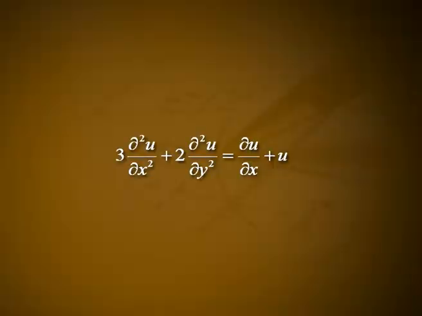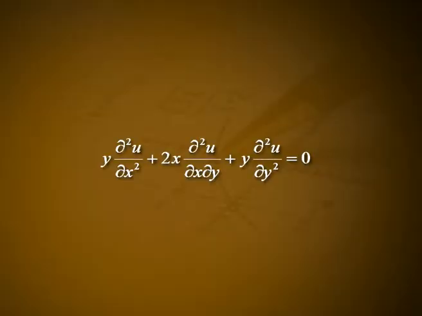Example 4. Consider the following partial differential equations. First one, 3 into dou square u by dou x square plus 2 into dou square u by dou y square is equal to dou u by dou x plus u. Here a is equal to 3, b is equal to 0, c is equal to 2. Therefore, b square minus 4ac is equal to minus 24, which is less than 0. Hence, the given equation is elliptic.